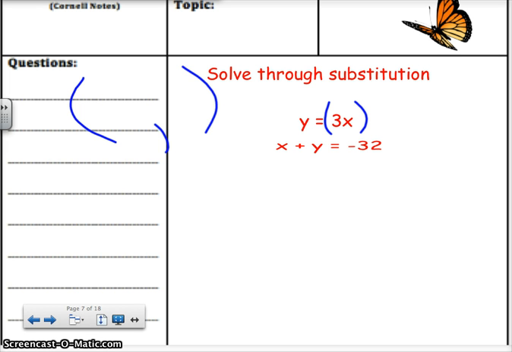Now, I'm going to substitute this y in for the other one. So everybody look, where is the other y? Are you looking at it? Draw an arrow to it. That's my other y. Now's the day of substitution. So now I rewrite it. X plus, it's not y anymore. I got to substitute. It's 3x. X plus 3x equals negative 32.